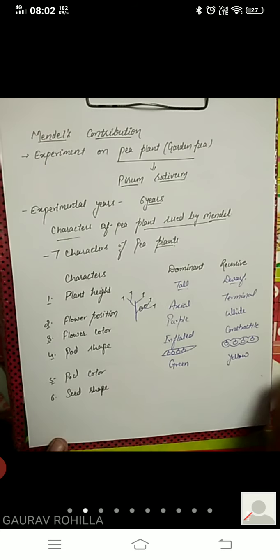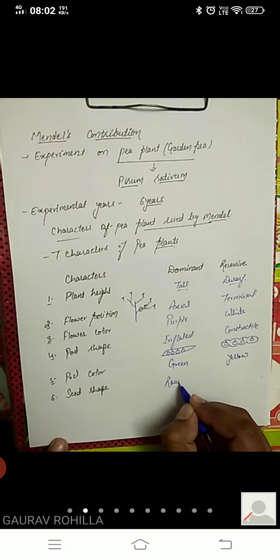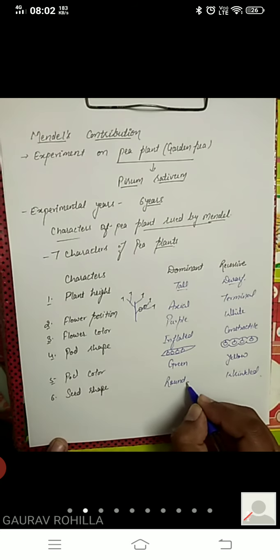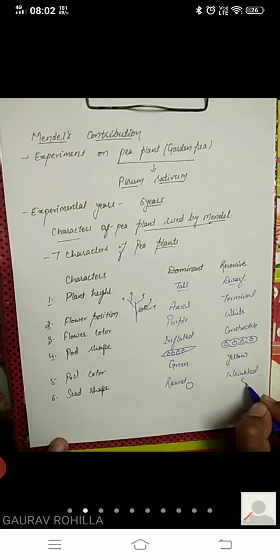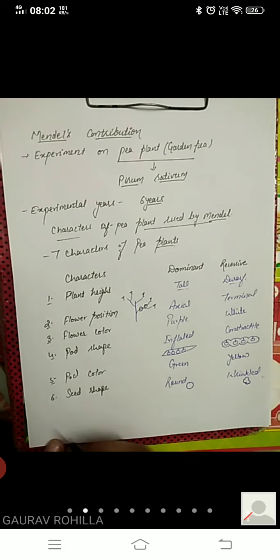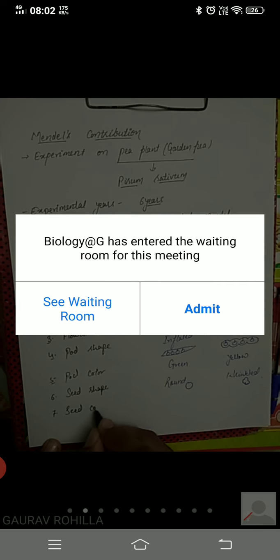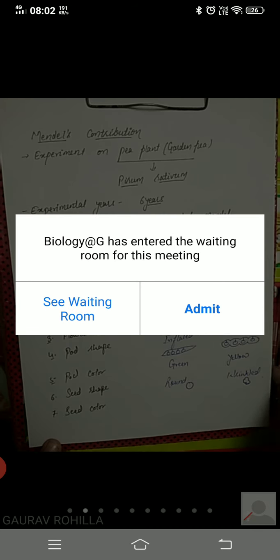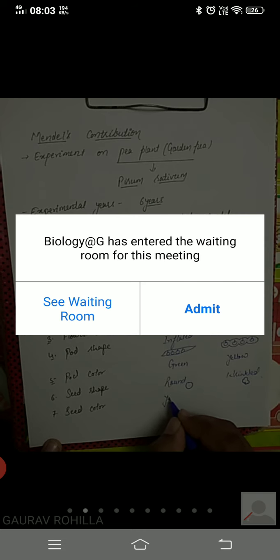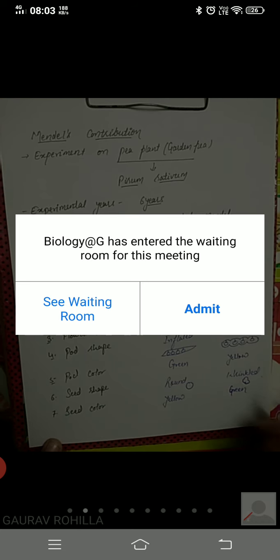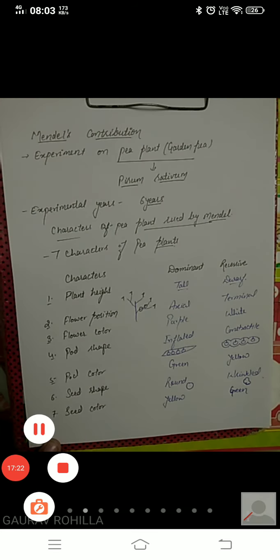Seed shape: round or wrinkled. Round means it is correctly rounded, and wrinkled means it looks like that, not a perfectly rounded shape. Seed color: yellow and green color of seed here.